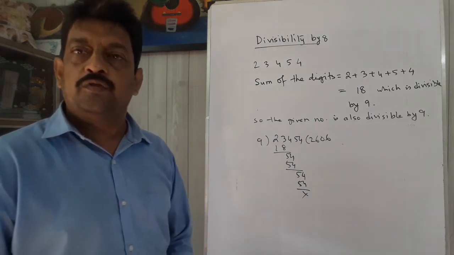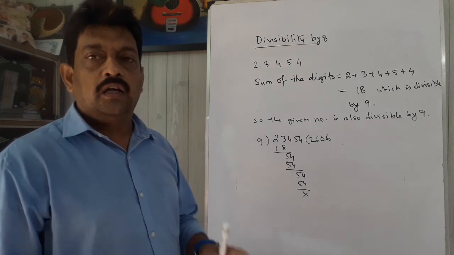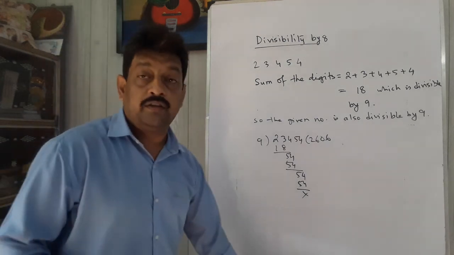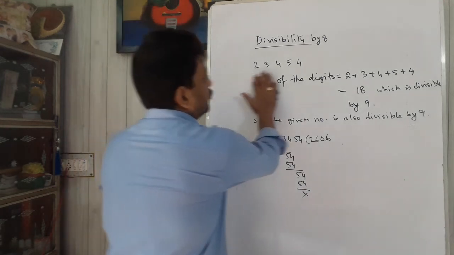It is almost same as the divisibility by 3. There also we have to check whether the sum of the digits is divisible by 3 or not. So rules for 3 and 9 are almost same.